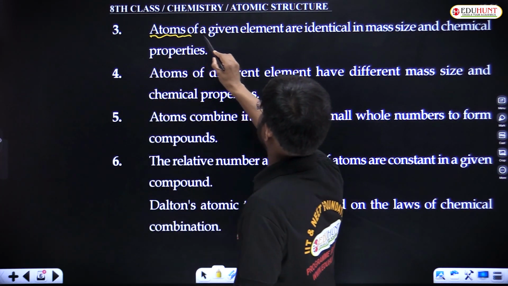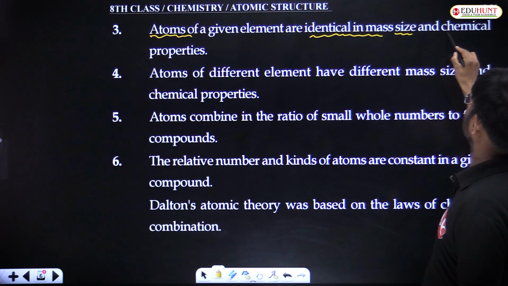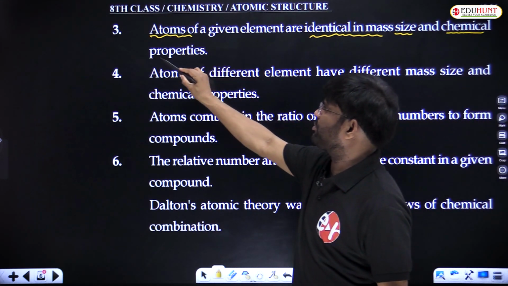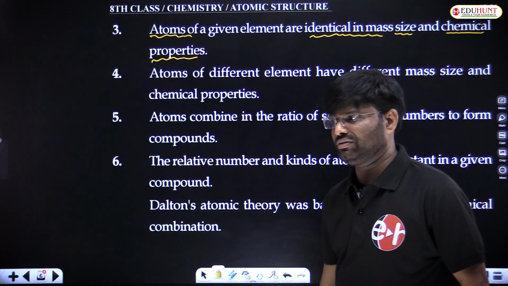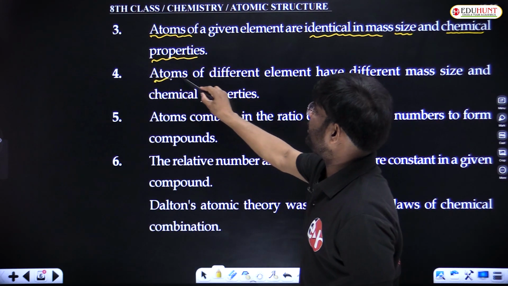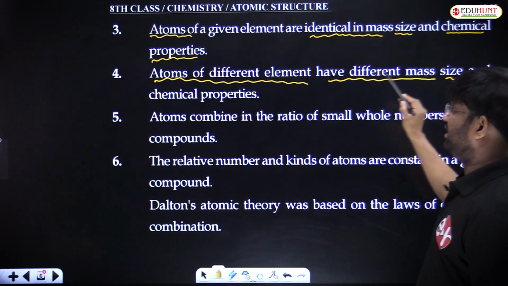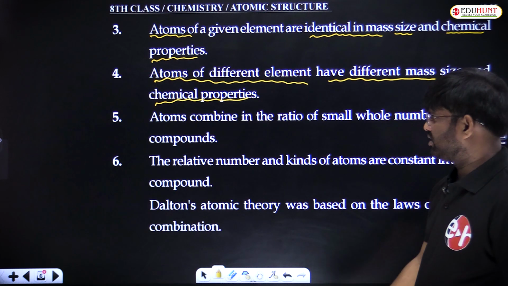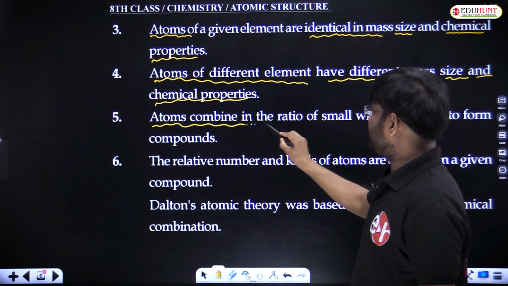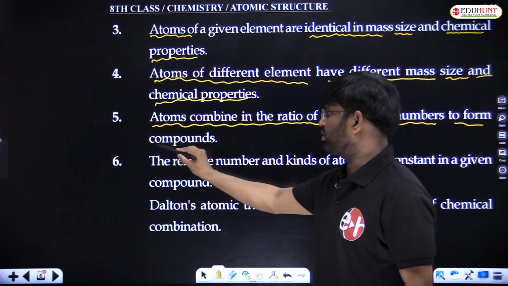Next, atoms of a given element have identical mass, size, and chemical properties. This point was also explained with an example. Next, atoms of different elements have different mass, size, and chemical properties. Atoms combine in the ratio of small whole numbers to form a compound.